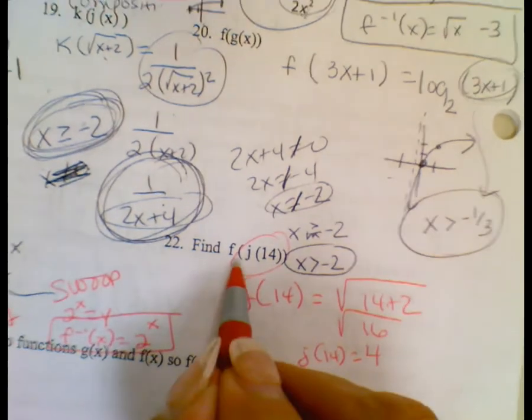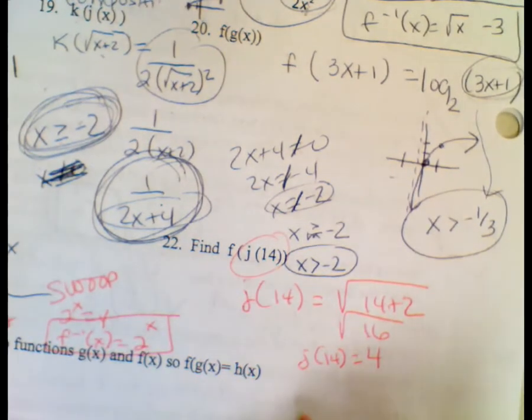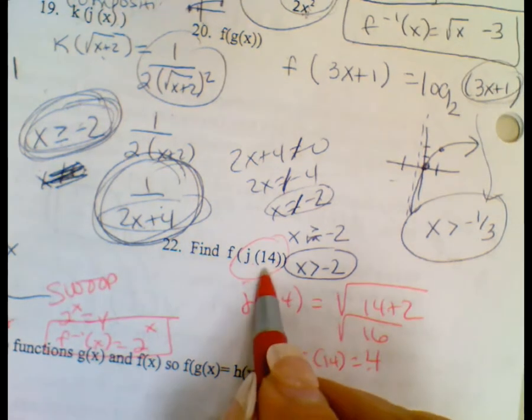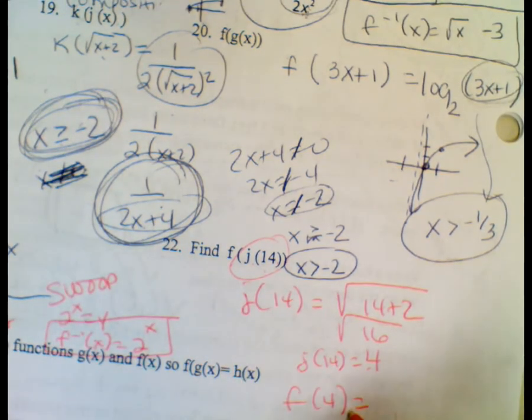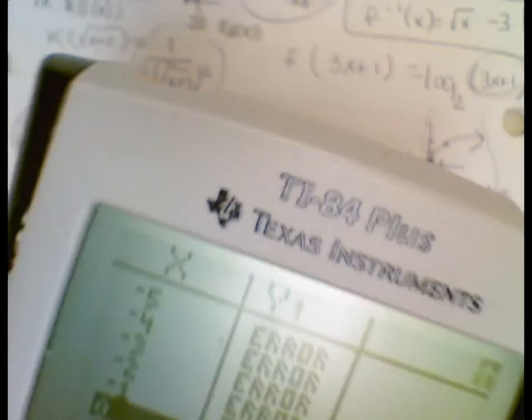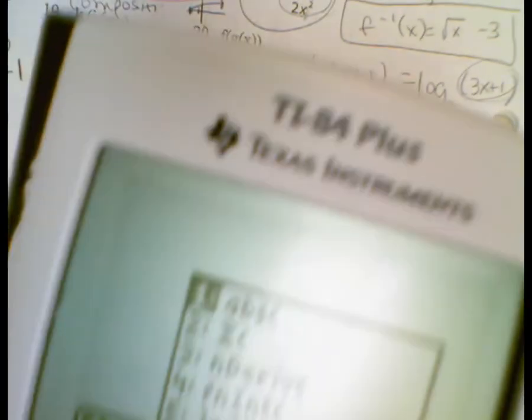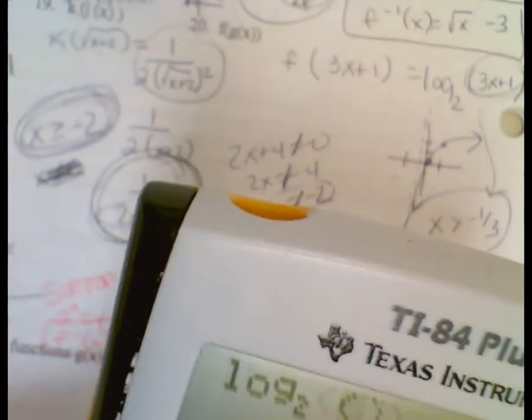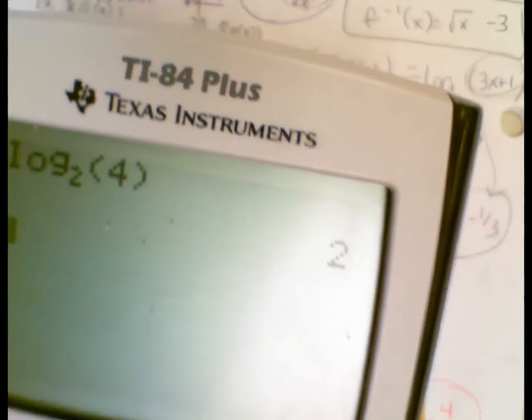So where it says find f of j of 14, we're finding f of 4, because you're putting 4 in for j of 14. So f of 4, find your f function, is log base 2 of 4. If you don't know what that is, punch it in the calculator. The answer is 2. How do I punch that into the calculator? You do alpha window 5. Log base 2 of 4. Answer is 2.